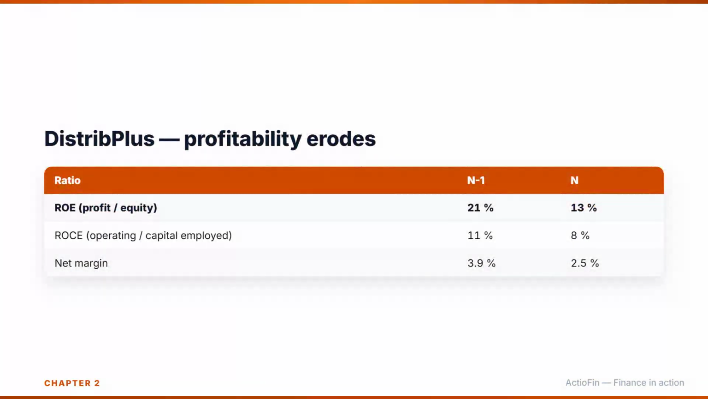At DistribPlus, every profitability light dims. ROE drops from 21 to 13%. ROCE falls from 11 to 8%. Net margin contracts. 3 ratios, 1 diagnosis: the firm rewards its capital less well.